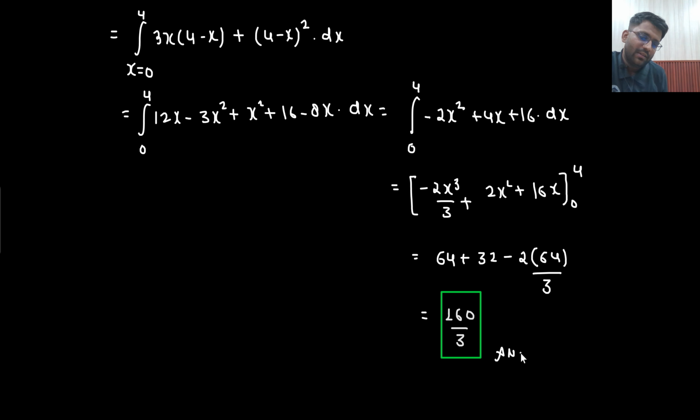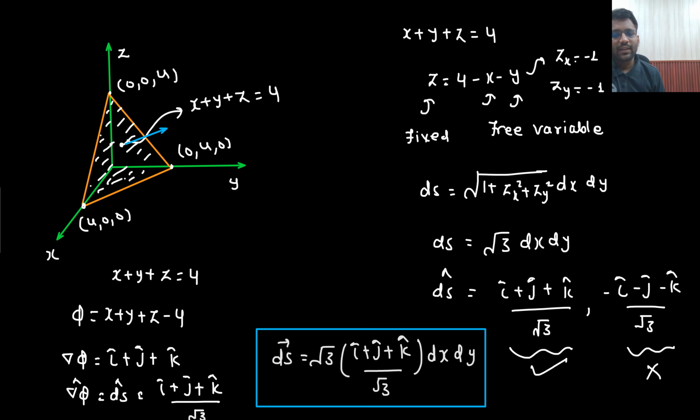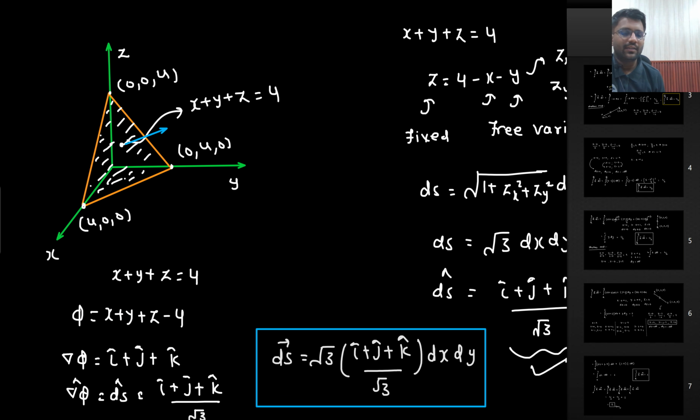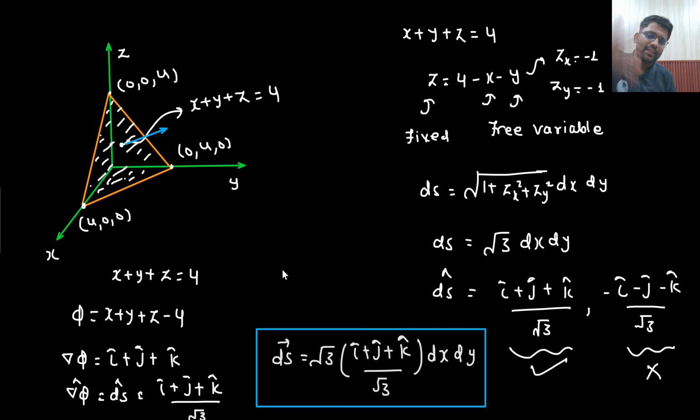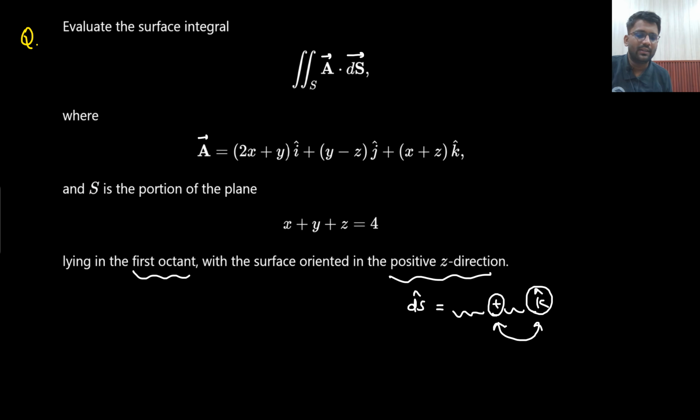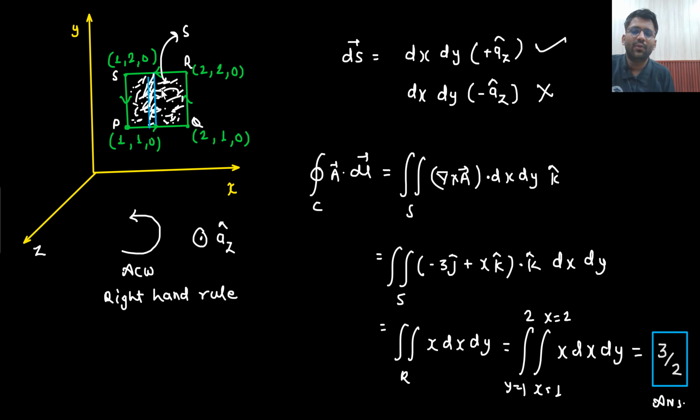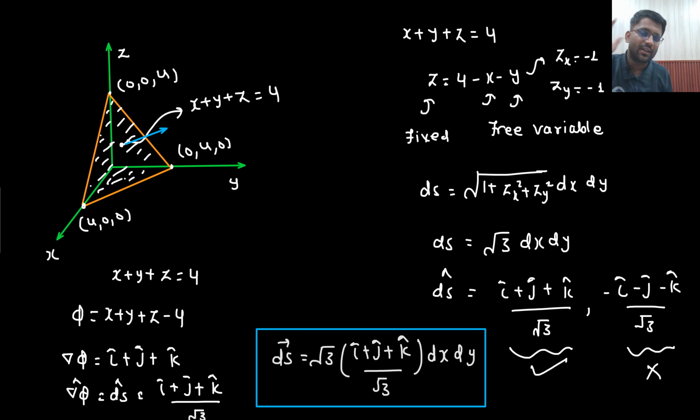Understandable? Let me tell you one thing. In the GATE examination till this date, this kind of surface has not come. They have always asked a very simple kind of surface, where ds will be dx dy az. But slanted surface, curved surface, these kind of questions can also come. Surely it can come in future in your GATE examination, so always be ready for that.